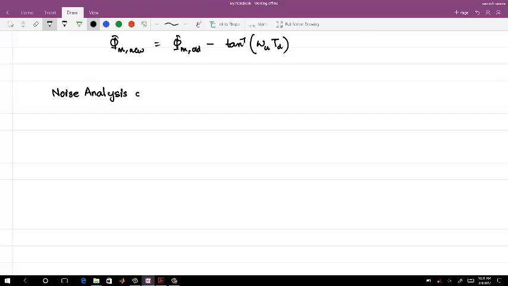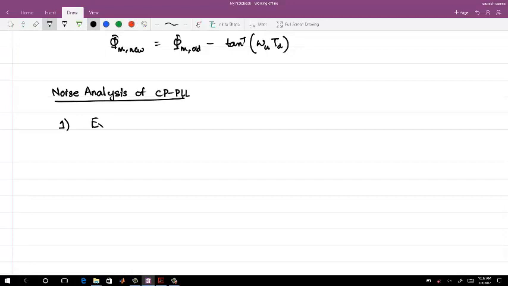Noise analysis of charge pump PLL. Okay. So before I go into the noise analysis, I would say there are only a few basic noise sources which exist in the PLL. So can you just point out the basic noise sources in the PLL? See, there are some noise sources which are extrinsic noise sources, which are not inherent to the PLL but which are coming from outside.